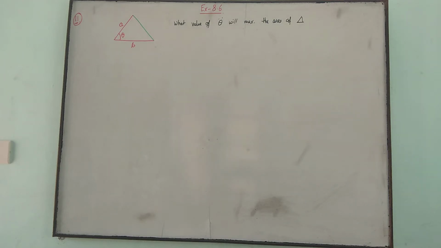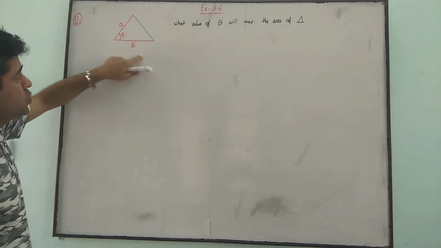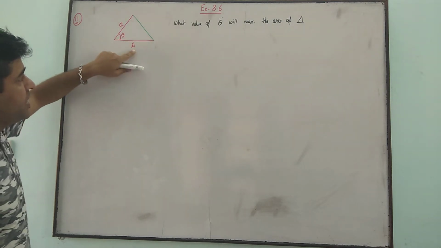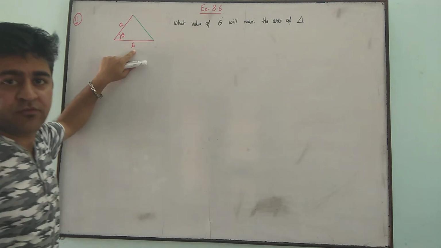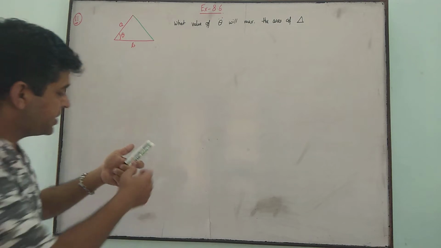So exercise 8.6, application of maxima and minima. Question number 11: we are given a triangle whose two sides, A and B, are given. I told you the given thing means it is constant. So side A and side B are constant.